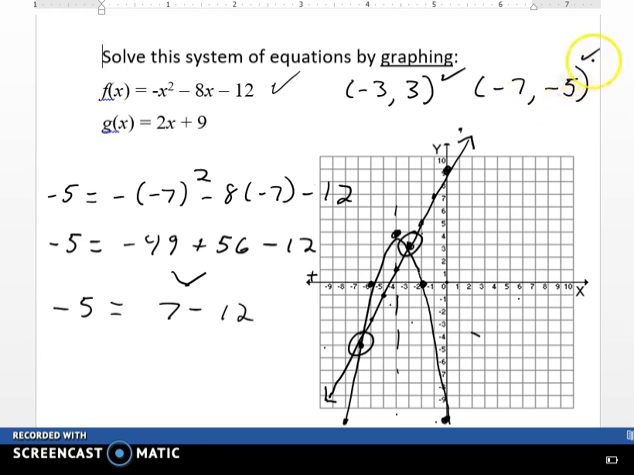So the solution to this system, and we checked it to confirm, is negative 3 comma 3, negative 7 comma negative 5.